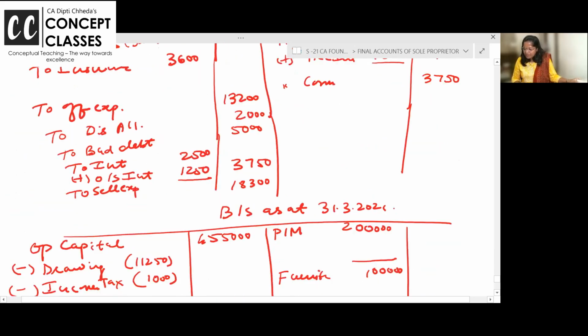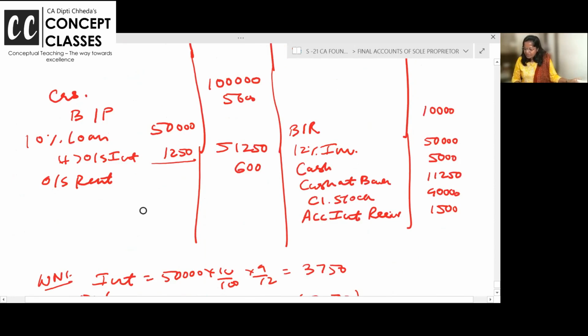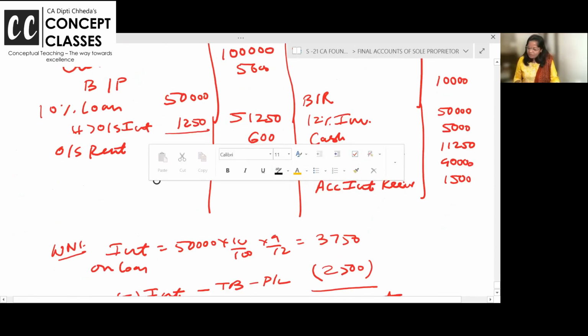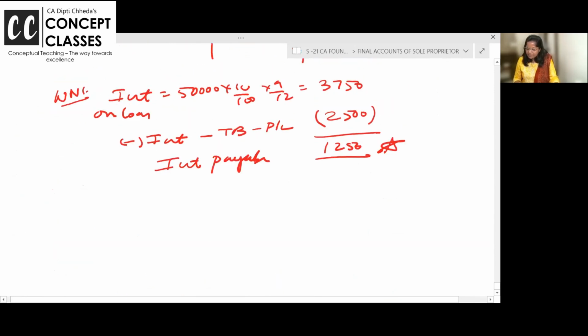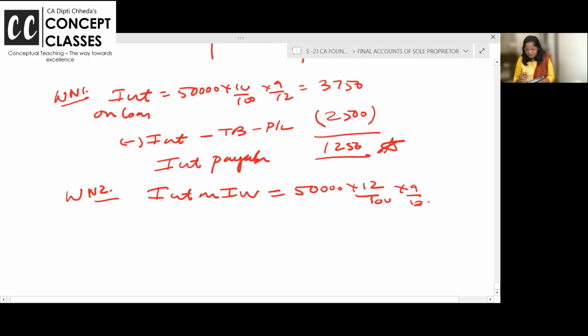On investment, already you have received 3,000. And 12% investment, when did you do 50,000? Same. Working note 2. Interest on investment. 50,000 into 12% into 9 by 12. Why 9 by 12? Because you have invested in July. If you want, write down July to 31st of March, 4,500.